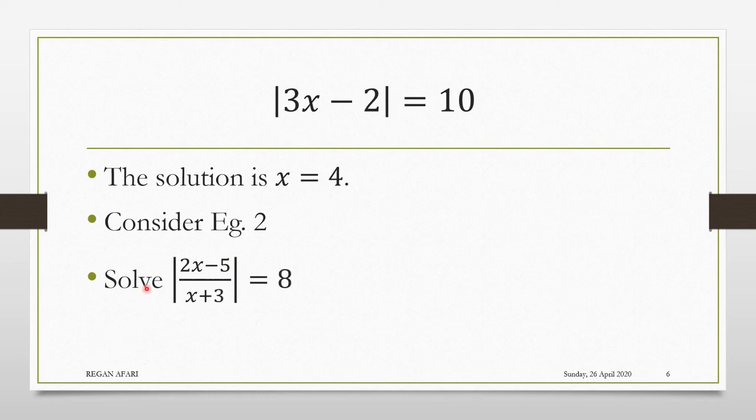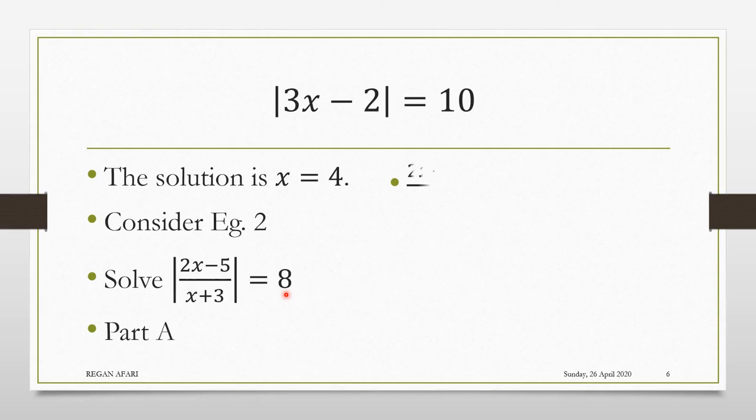That is (2x - 5)/(x + 3). The absolute value of this is equal to 8. So like I said, the first part is when you equate this same thing, by removing the absolute sign, to 8. And then the second part, you equate it to negative 8. So you always equate to positive and then you equate to negative. That's how we solve modulus functions.